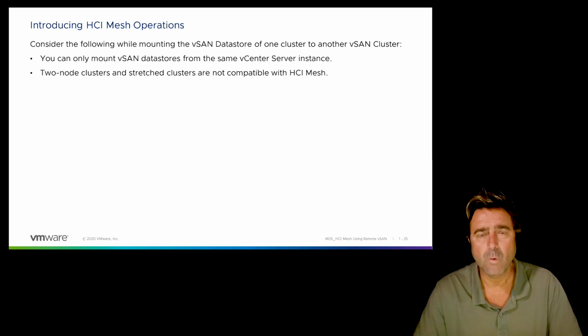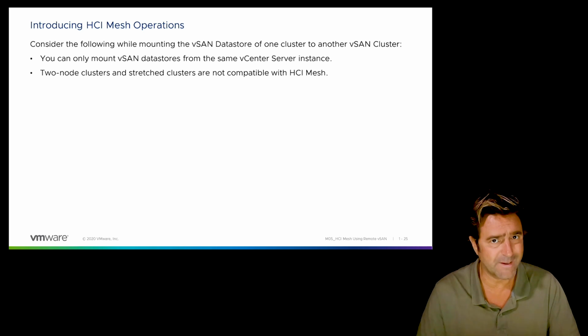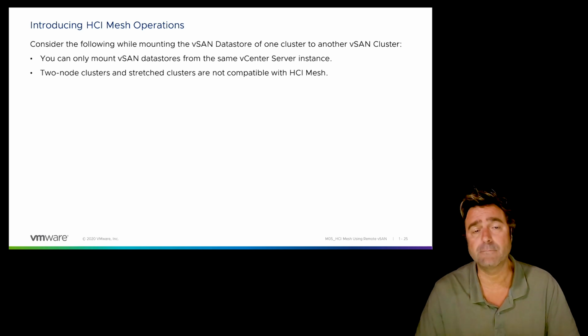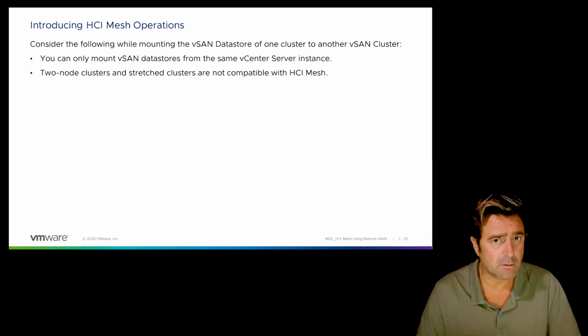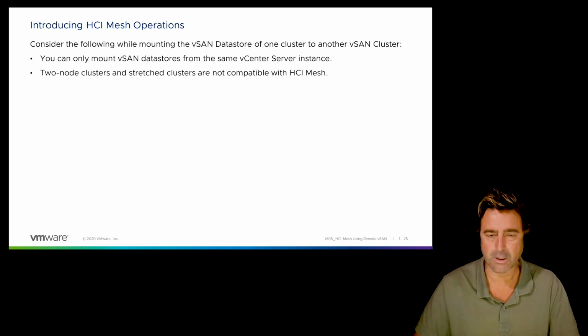And if you take a look, remember this is a brand new feature in 7.0 Update 1. So when you take a look at this page, it is called Introducing HCI Mesh Operations. Remember, here they're telling you that if you want, you can mount somebody else's vSAN data store. There are certain gotchas. Remember, both clusters need to be in the same data center. They need to be controlled by the same vCenter server. And you can see that's what they tell you here. Also, this is not for 2-node clusters or stretch clusters. So this is for regular vSAN clusters.